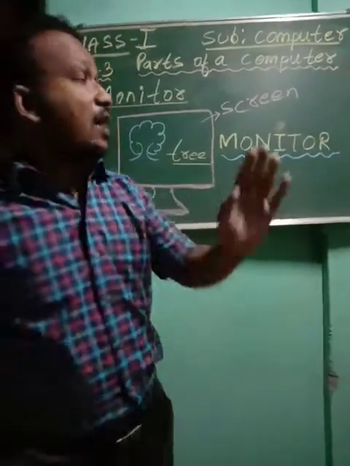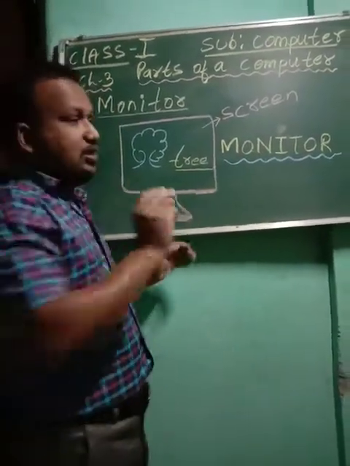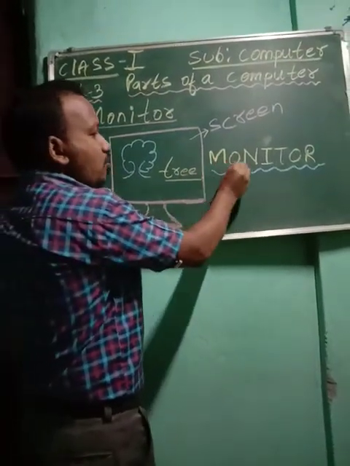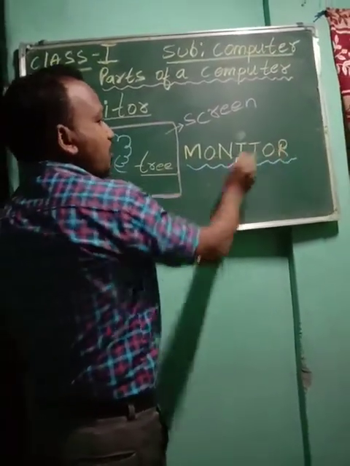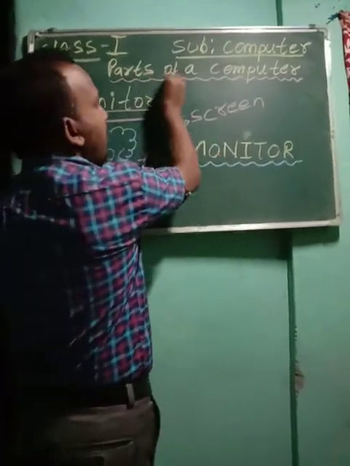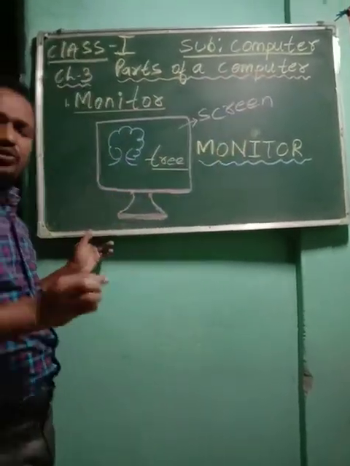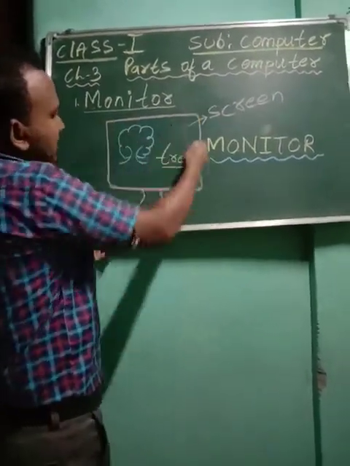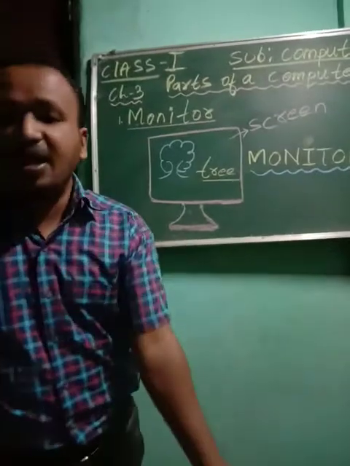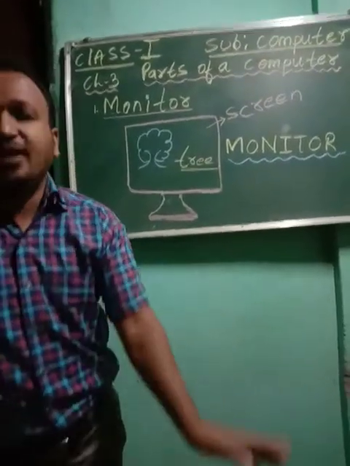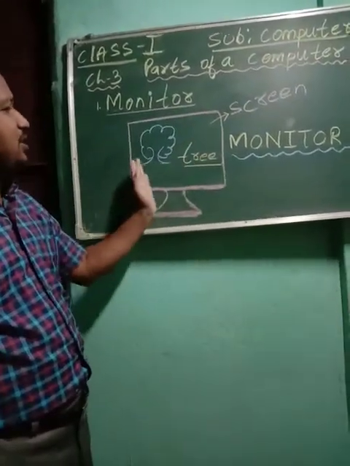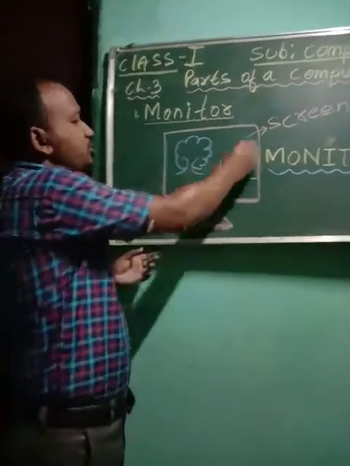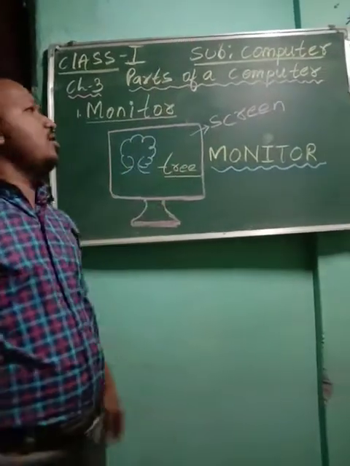Today I have drawn, look at the blackboard very properly, a monitor, M-O-N-I-T-O-R, monitor. This is also a part of a computer. Whatever we do on a computer, we can see on the monitor screen. The monitor screen looks like a TV, like a television screen. This is your monitor screen. Whatever we do will be shown here, and it is also a part of your computer.